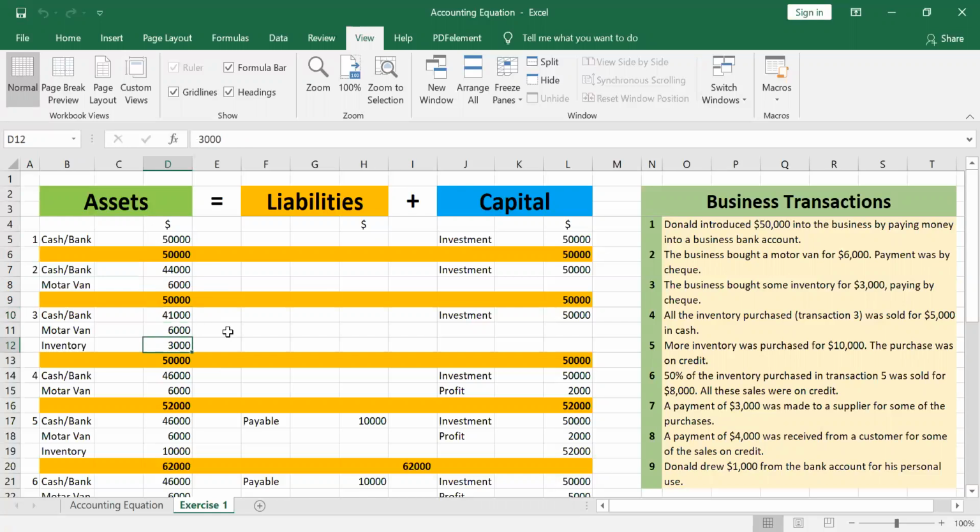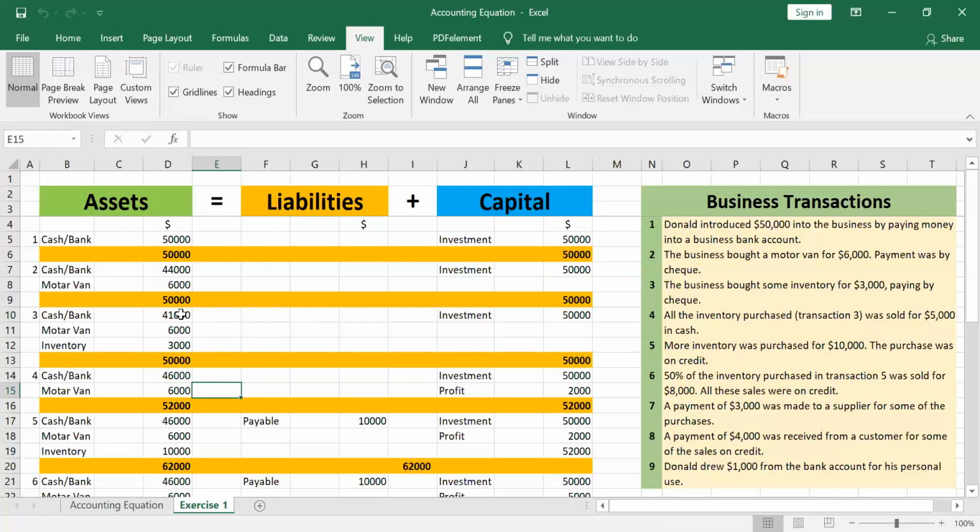These are the two aspects that we recorded in the accounting equation. Now we are moving towards transaction number 4. All the inventory purchased in transaction number 3, which was worth 3,000, was sold for 5,000 in cash. So the inventory is being sold. That means there will be no inventory in transaction number 4 because all the inventory has been sold, and it has been sold for 5,000.